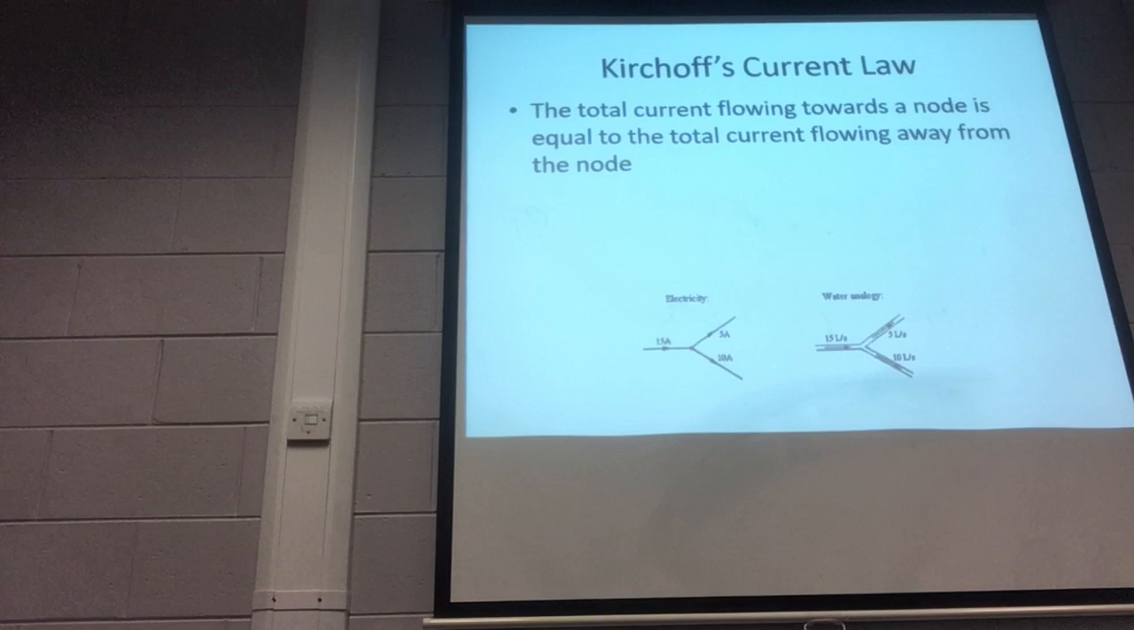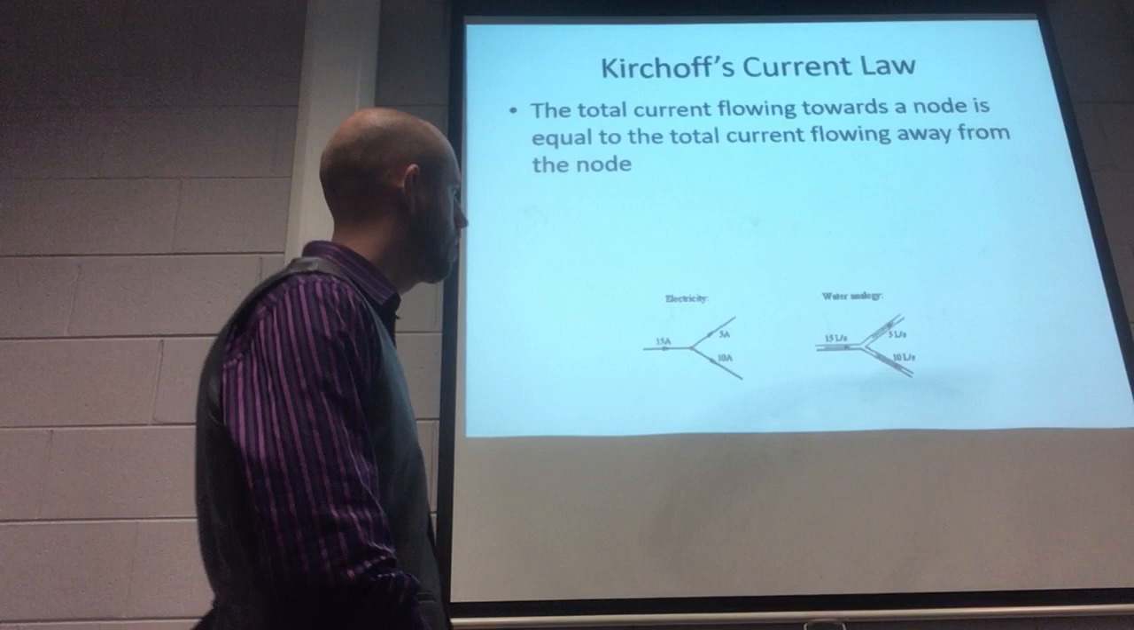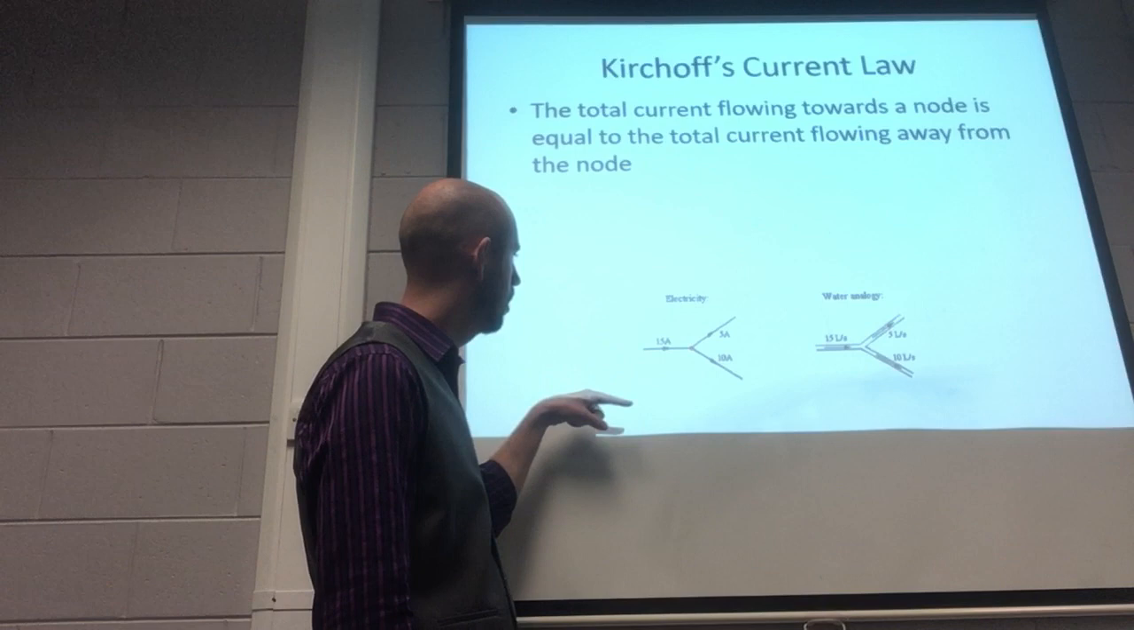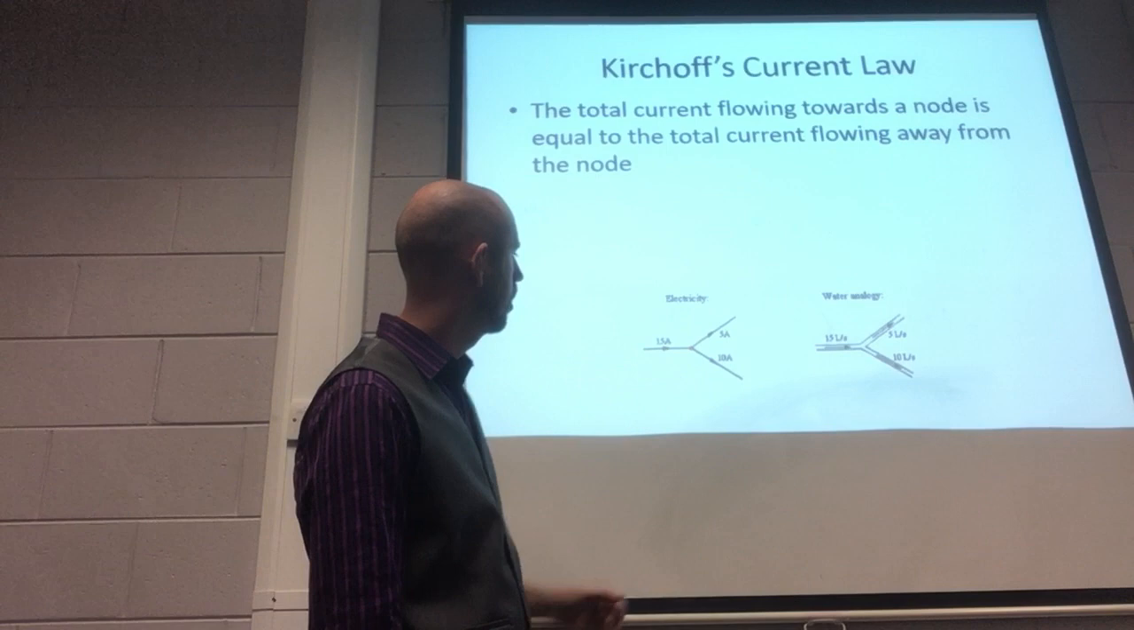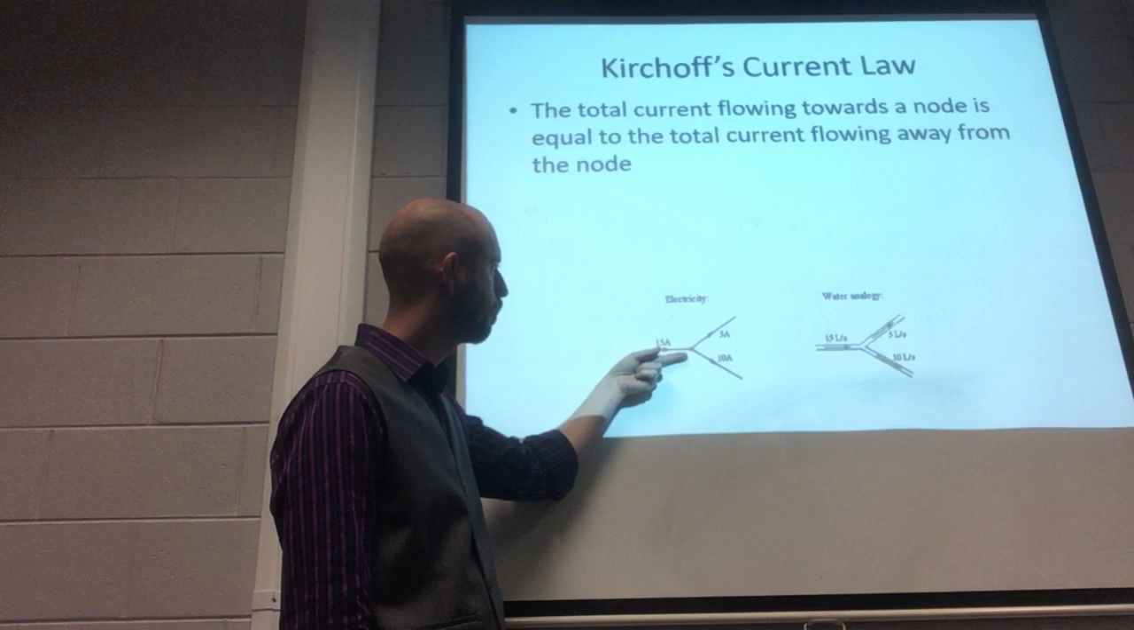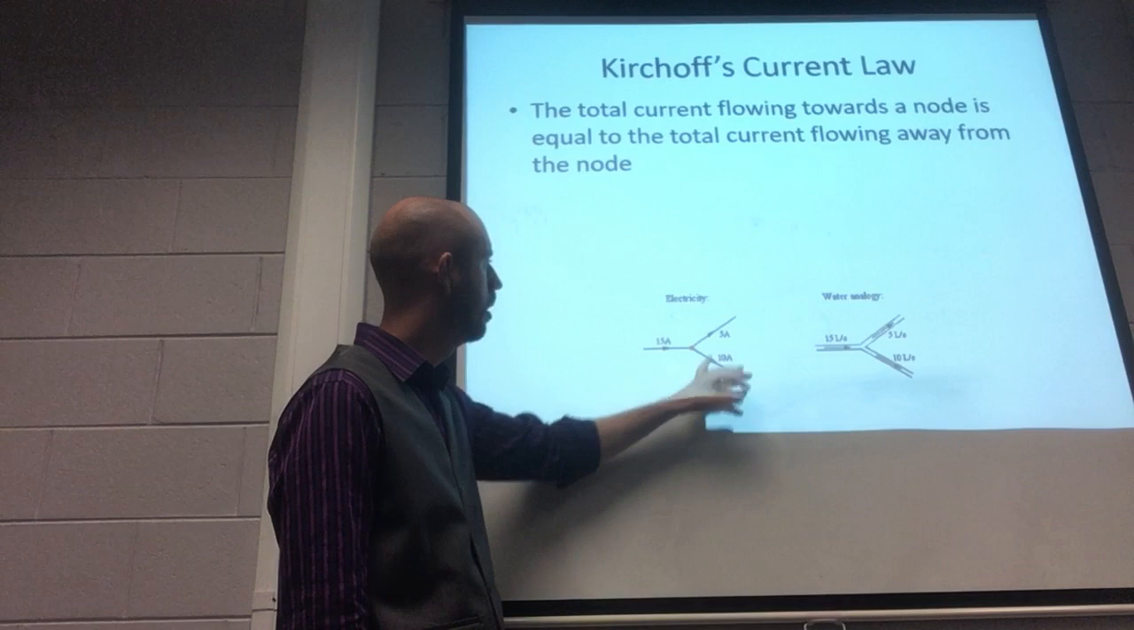So I hope that this is self-evident. Here is our node. We've got one wire coming into the node, two wires coming out. What we have flowing in is, for example here, 15 amps. What comes out must equal what goes in. So we've got 5 amps and 10 amps.